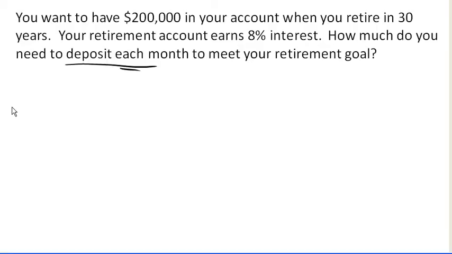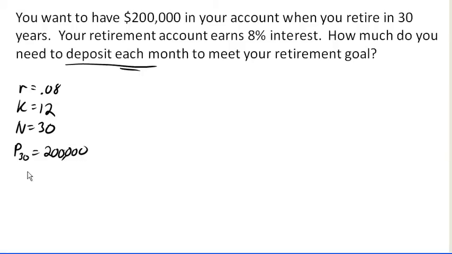So we know our interest rate is 0.08. We know we're depositing money each month, and so our number of compounds or deposits in a year is going to be 12. And we know the number of years we're interested in is 30. We also know that the amount that I want in the account after 30 years is 200,000. What we don't know is how much my deposit should be.